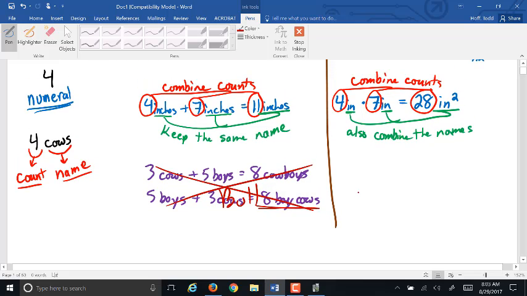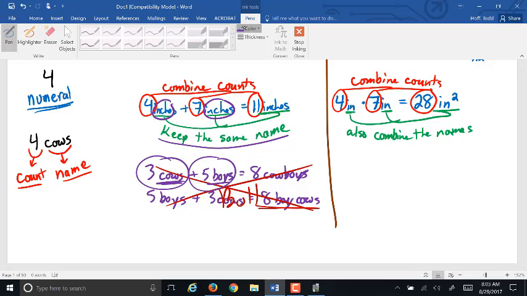When we add numbers, we're going to keep the same name. That implies that we must start with the same name. Here, I could not add 3 cows to 5 boys because I did not start with the same name. If I don't have that same name to start with, I don't know what to keep. When I multiplied, however, I combined the names. It's going to change things.